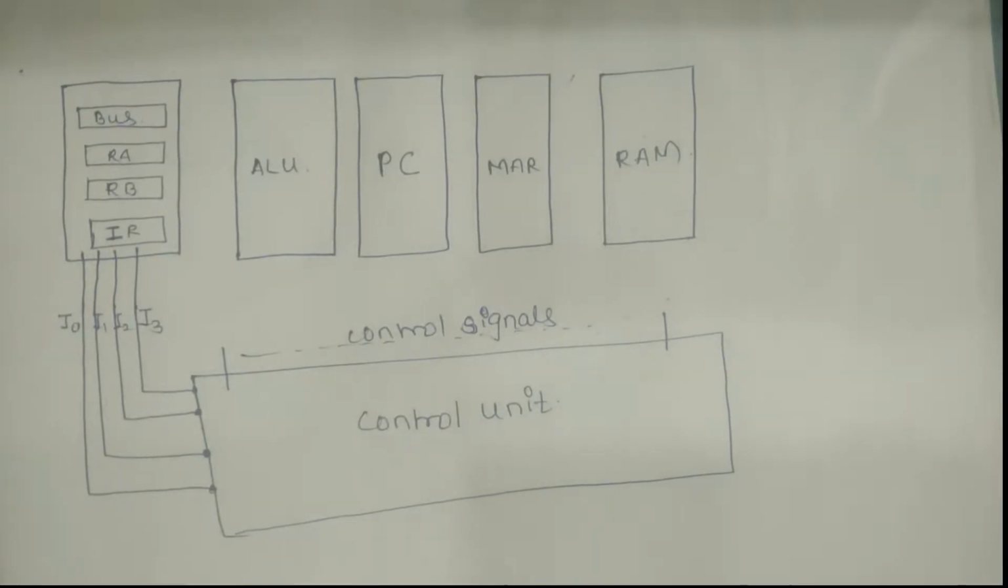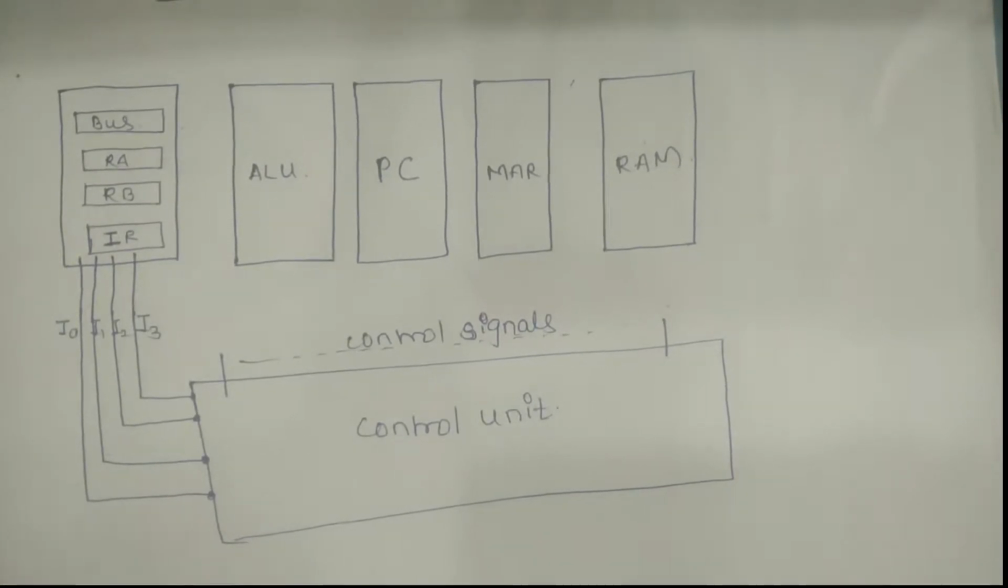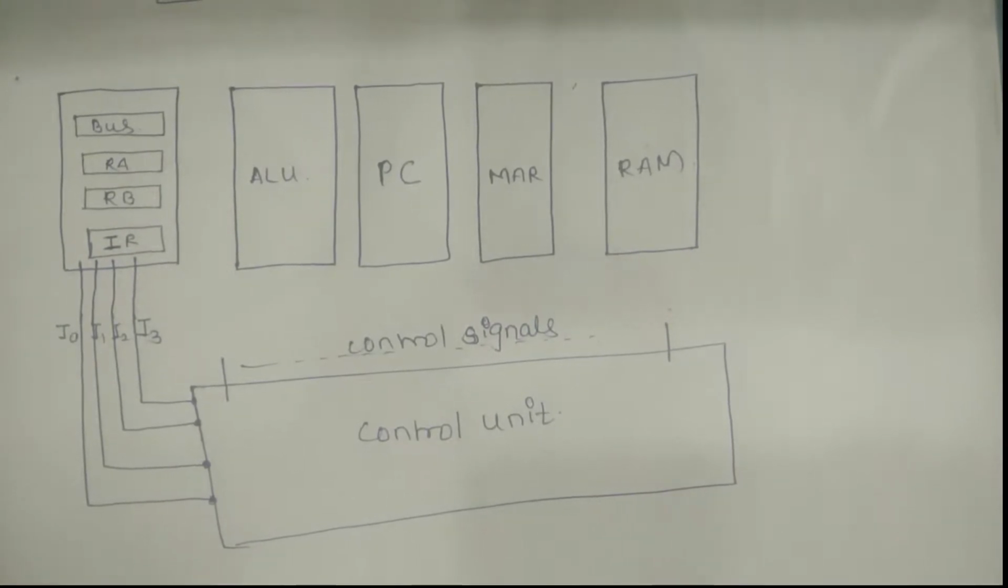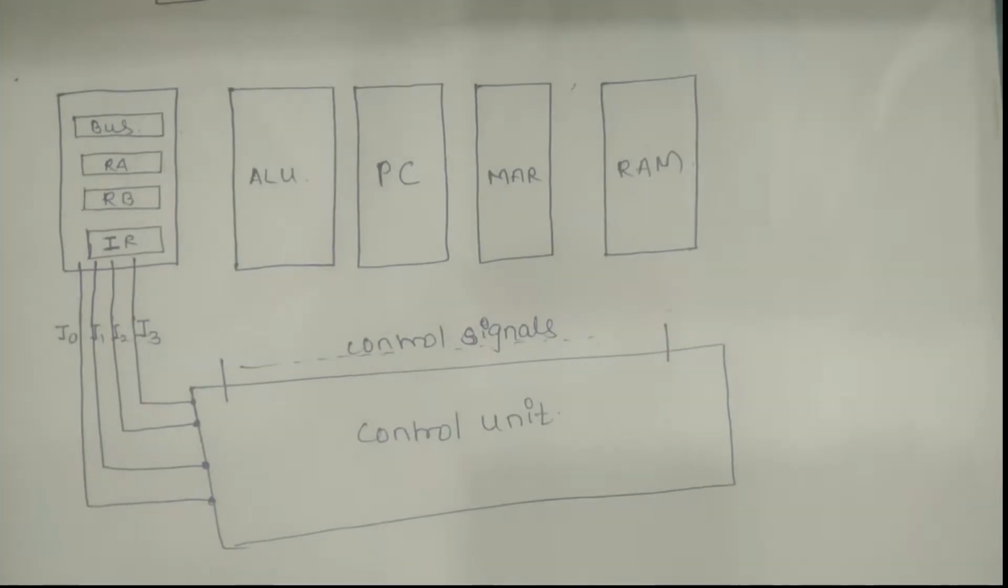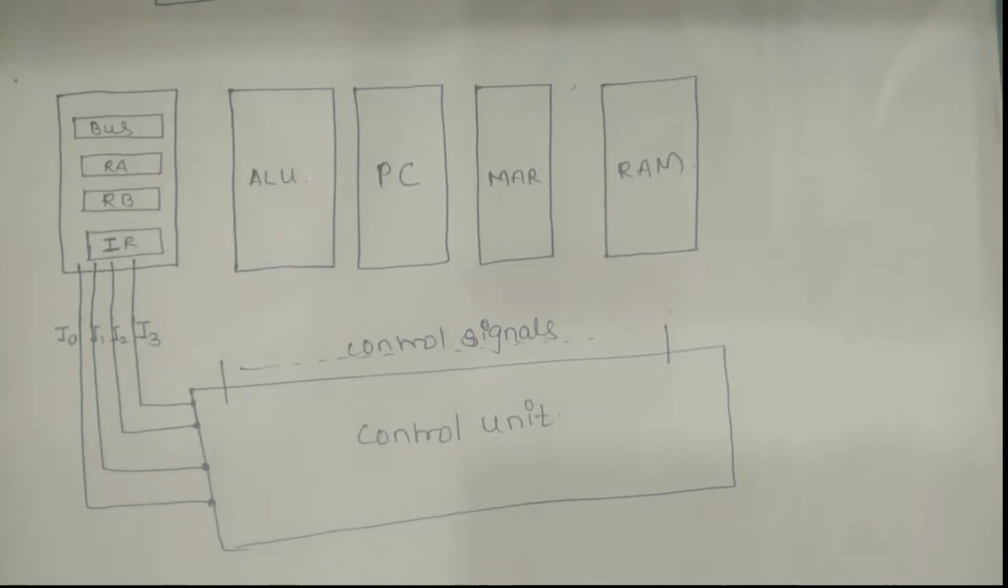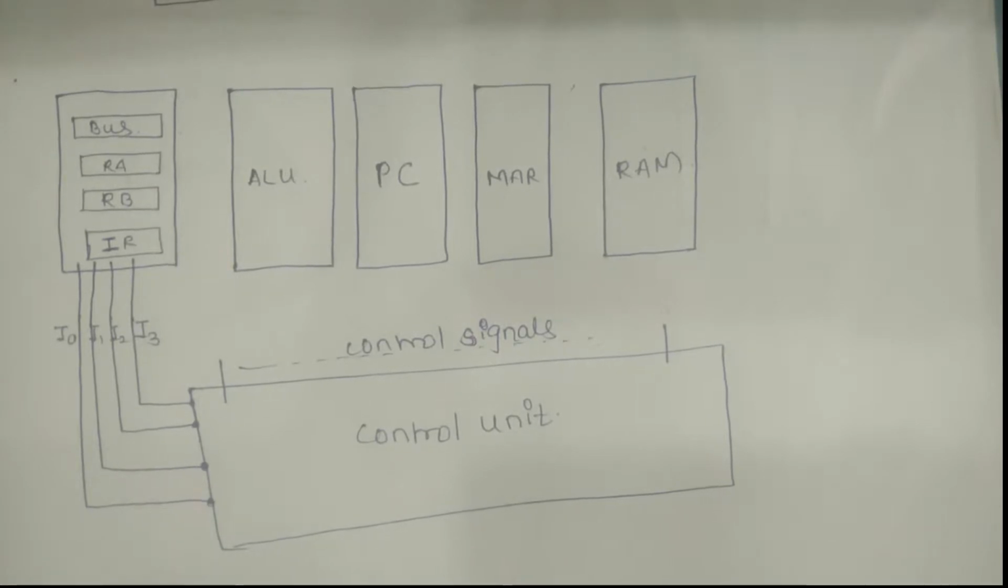So hello friends, in this video we are going to talk about the bus architecture of our 8-bit computer. Basically, what is a bus? A bus is the medium through which data is circulated to each and every component of our processor. There are three types of bus: address bus, control bus and data bus.